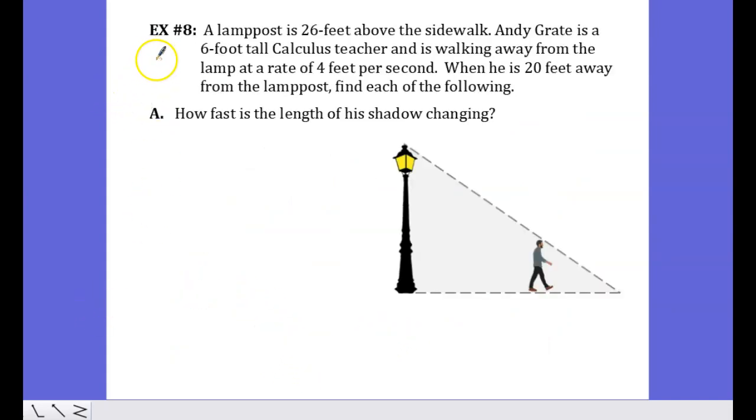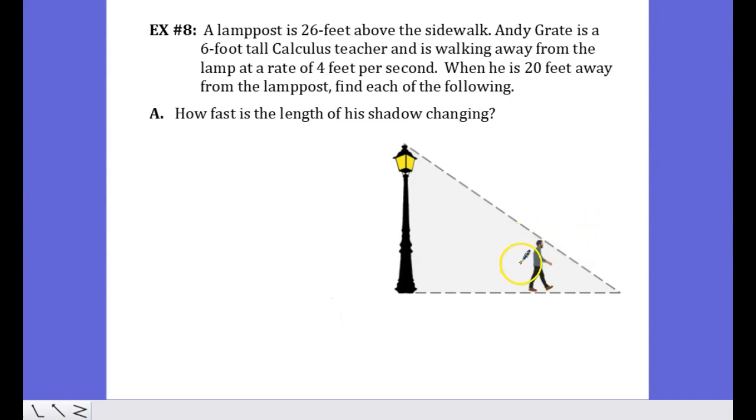In example 8, we're told a lamppost is 26 feet tall. Andy Great is a 6-foot tall calculus teacher and is walking away from the lamp at a rate of 4 feet per second. When he's 20 feet away from the lamppost, find each of the following. And so part A, they want to know how fast is the length of the shadow changing. Okay, so this is another similar triangle problem.